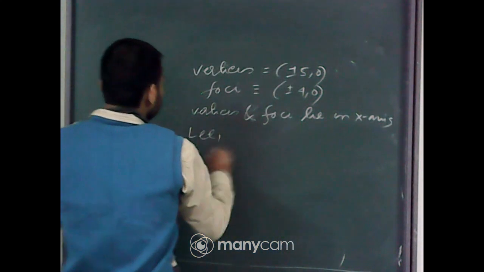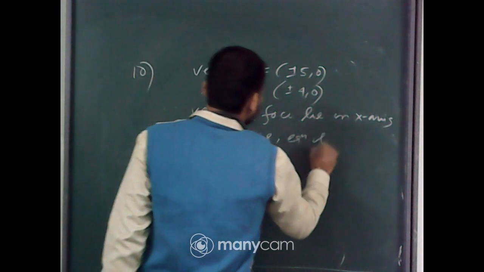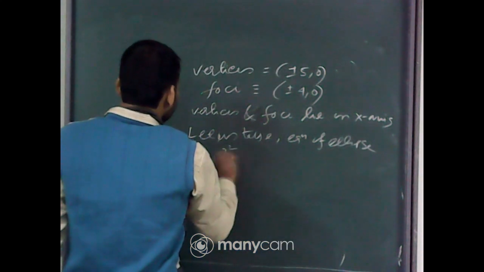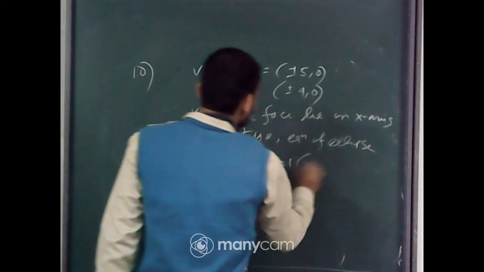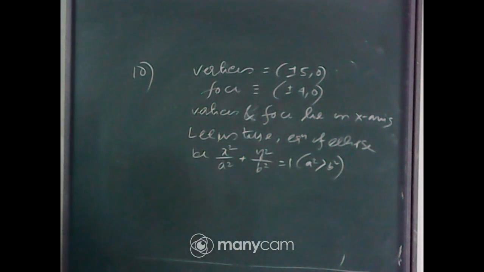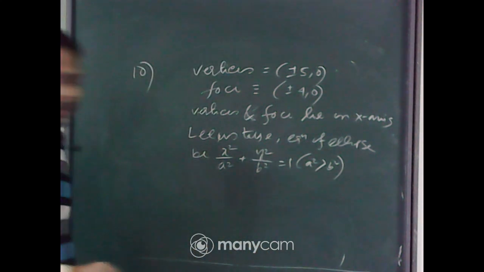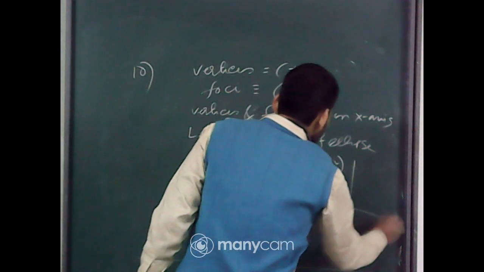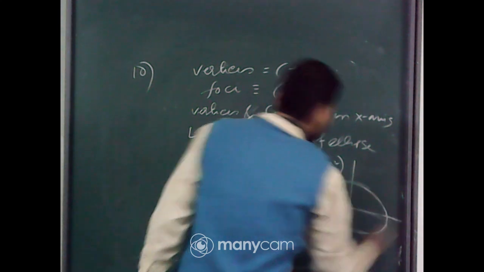so let us take the equation of ellipse as x square by a square plus y square by b square equals to 1 with a square greater than b square. That means here the denominator of the x square is greater than denominator of the y square. Here a is semi major axis and b is semi minor axis. This type of ellipse we got here.